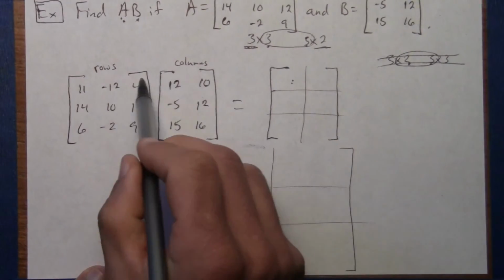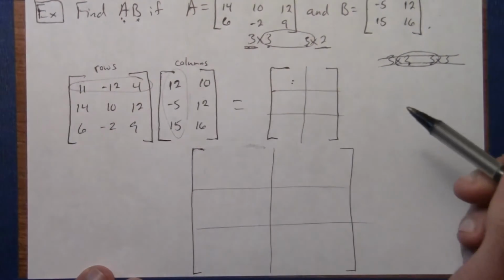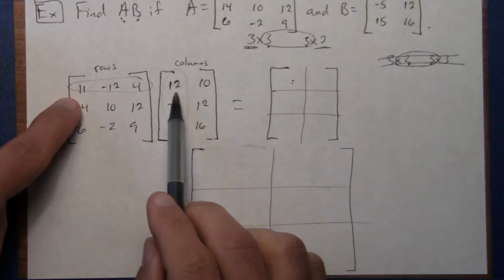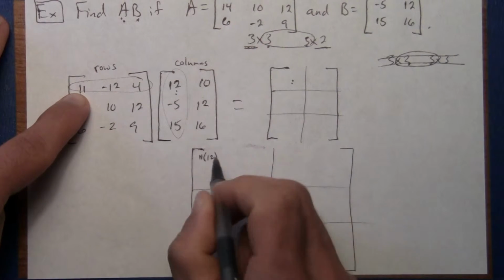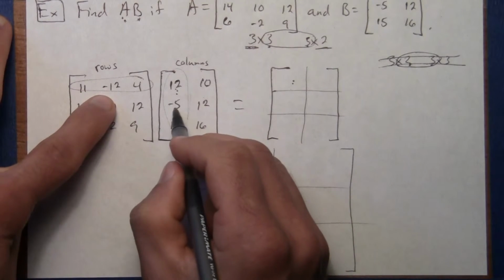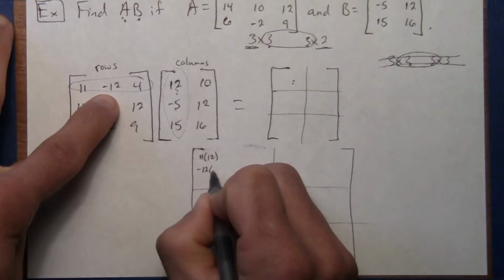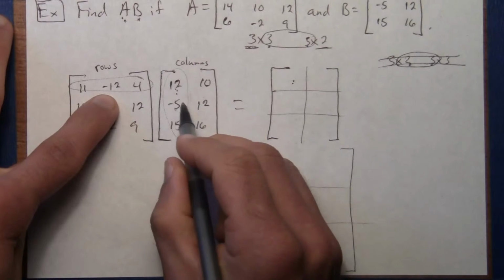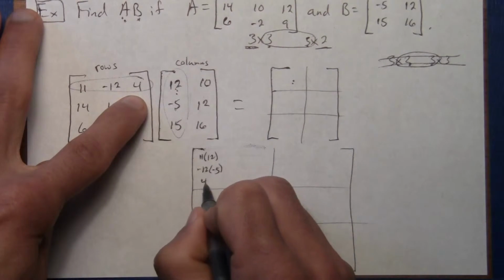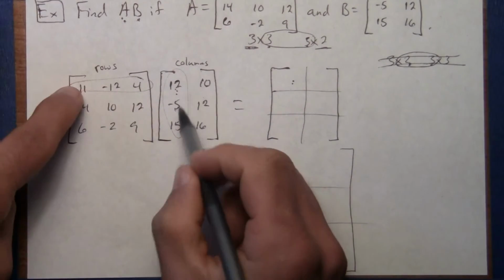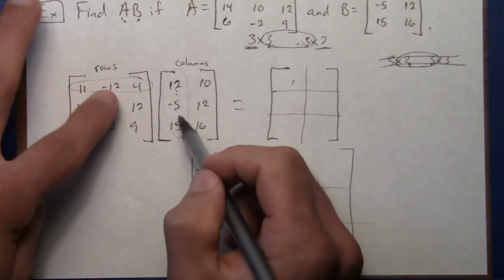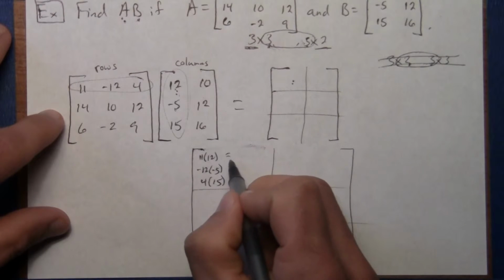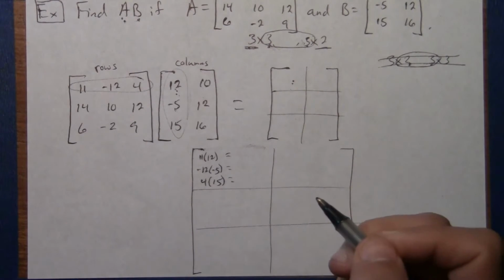So it's the first row, first column, and you start at the far left and at the very top and you multiply those numbers together. So I would say it's 11 times 12, then shift 1 to the right, 1 down, negative 12 times 5, negative 5. Shift again, 4 times 15. And you have the same number of numbers. That's because these inside numbers matched. If they didn't, that wouldn't happen and you couldn't do it. And so then you just multiply all these together and then add them up.